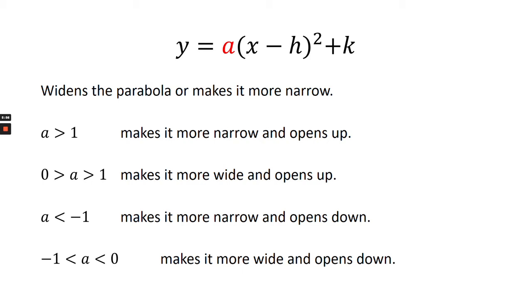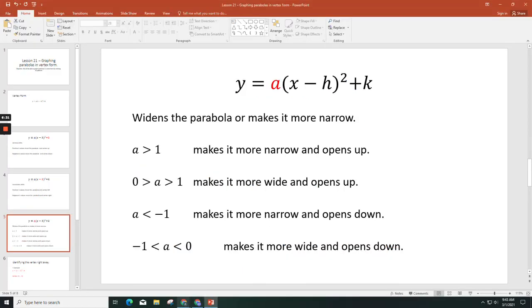All right, now let's get into the negative a values. When our a is less than -1, like -2, -3, -4, and so on, it makes our graph more narrow again, but now it opens down because of that negative sign. And when our a value is between 0 and -1, our graph becomes more wide, but again, it still opens down because it's negative. Let's take a look at that.